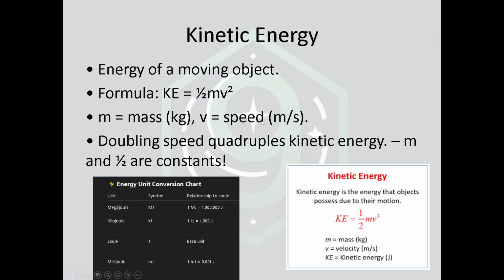So if I had my v as 2, and we know that v is squared in this equation, 2 squared would be 4, so it essentially quadruples. And keep in mind here that 1/2 and m are constants because you can't change the mass of an object if we assume it's fixed essentially.